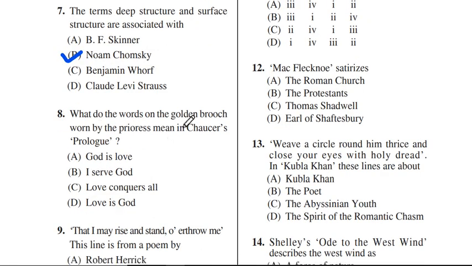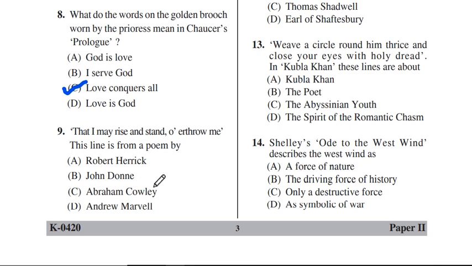Next one: what do the words on the golden brooch worn by the Prioress mean in Chaucer's Prologue? Options are God is love, I serve God, love conquers all, love is God. So for the eighth one, the correct answer is C, love conquers all. Next one, ninth one: that I may rise and stand, O Yathomi. This line is from a poem by Robert Herrick, John Donne, Abraham Cowley, Andrew Marvell. And for this, the correct answer is John Donne.